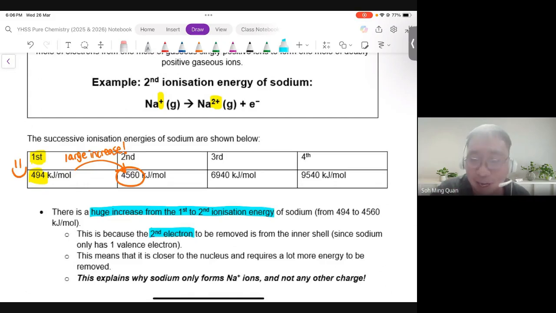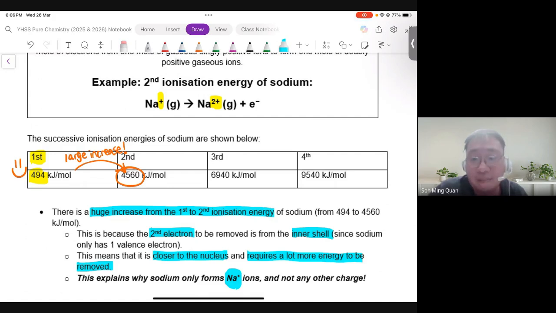So where is this second electron in sodium? Remember, sodium only has 1 electron in the outermost shell. If you remove the first electron, which is in the outermost shell, where is the second one gonna come from? The second one to be removed has to be from the inner shell. Inner shells, as the name suggests, are closer to the nucleus, and hence a lot more energy is needed to remove the second electron, which therefore explains why sodium will only form Na+.